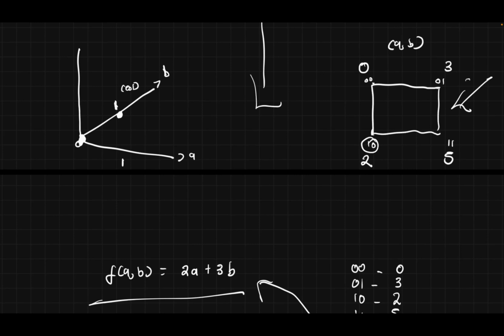Then 1 0 is going to be here, right? Where a is 1 and b is 0. So this is 1 0. And then 1 1 is going to be somewhere here, right? 1 1. So this is that square that I'm talking about, right? Like looking at it from the top.